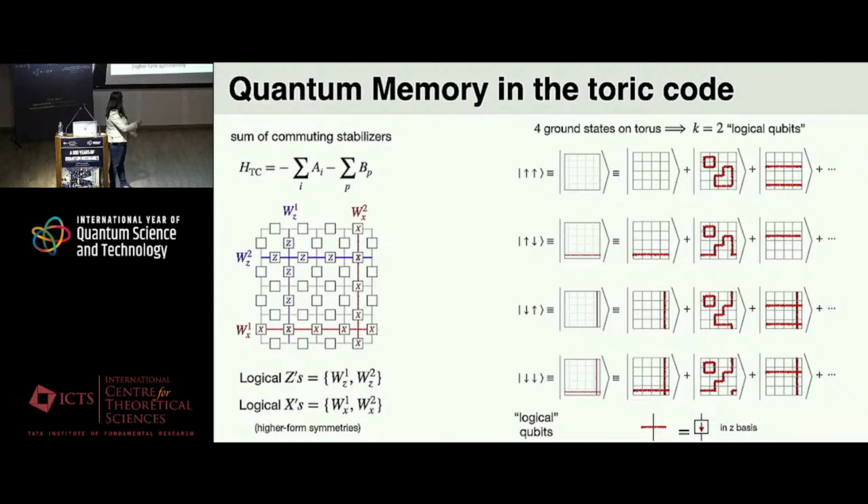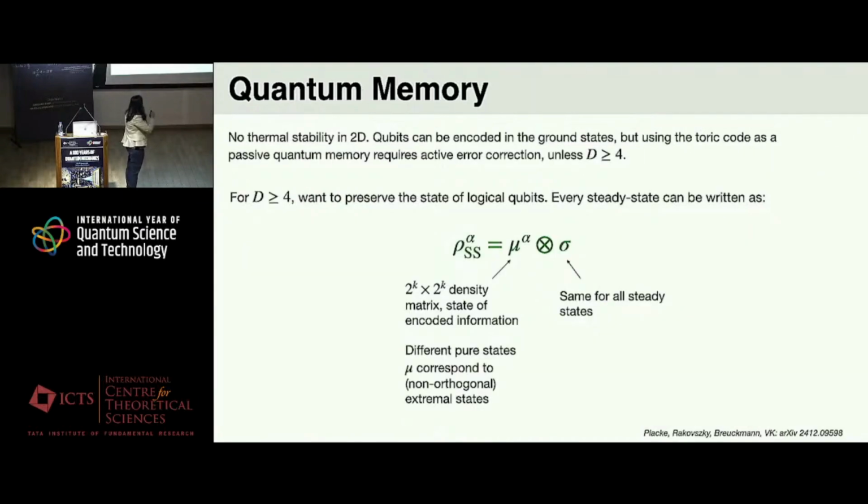So now I have this choice, okay? I wrote my ground states here in this logical Z basis, but I'm supposed to be able to preserve any logical quantum state. So I could have also written it in the logical X basis or the logical Y basis or anywhere else, pointing on some multidimensional Bloch sphere for my logical qubits. Okay? So as I said, my 2D toric code is not thermally stable, but let me just go to 4D.